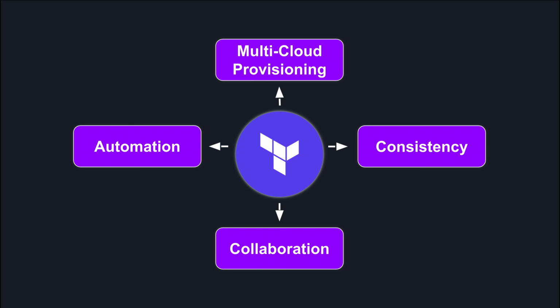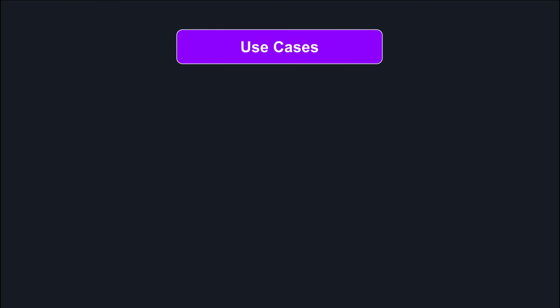Lastly, automation. Terraform enables end-to-end automation of your infrastructure's lifecycle. From provisioning and scaling to updates and deprovisioning, you can automate the entire process using Terraform's workflows. This automation eliminates manual intervention and reduces human error, resulting in more efficient operations, faster deployments, and improved overall reliability. Now let's talk about some of the use cases of Terraform.